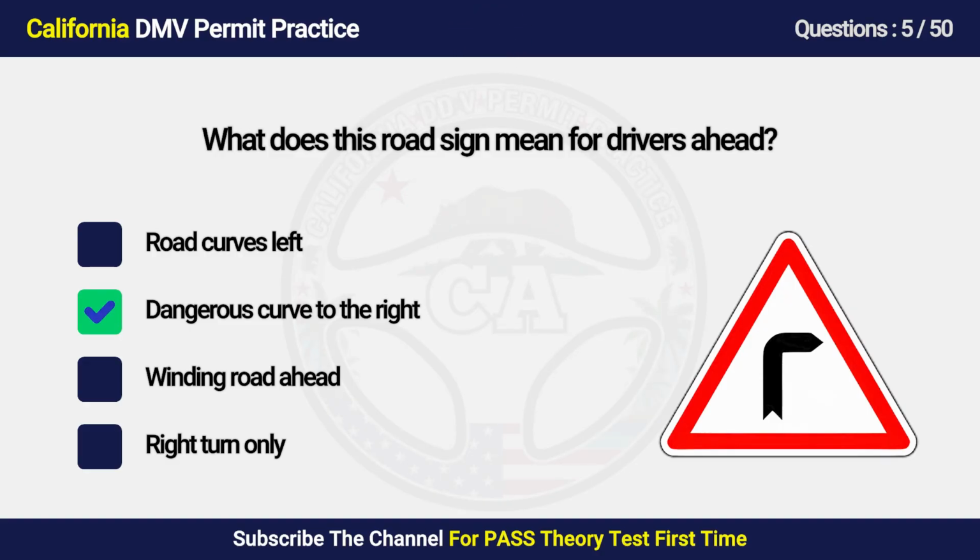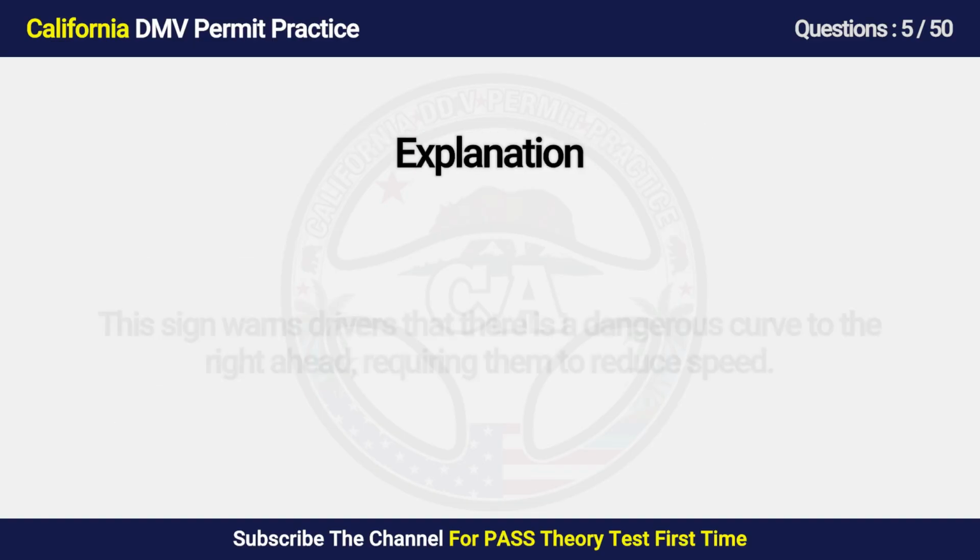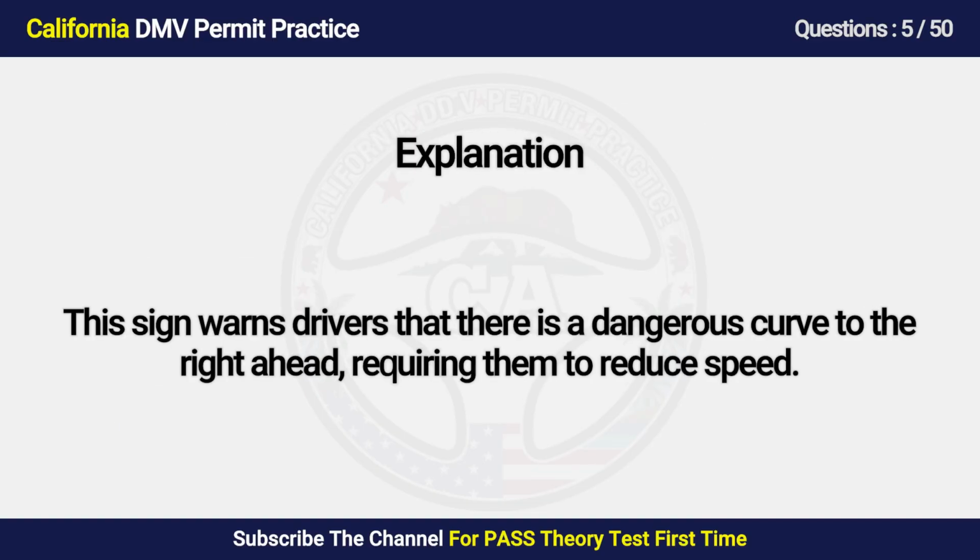Answer is B. Dangerous curve to the right. This sign warns drivers that there is a dangerous curve to the right ahead, requiring them to reduce speed.